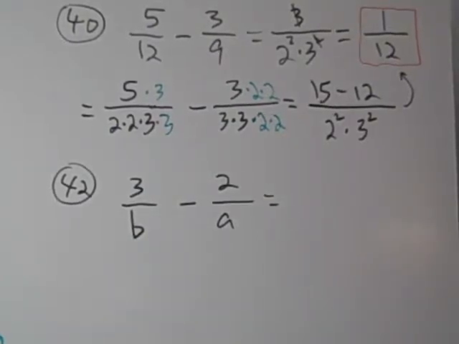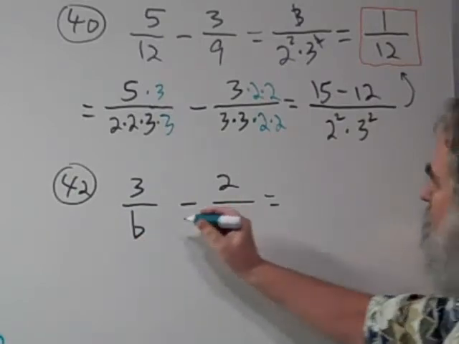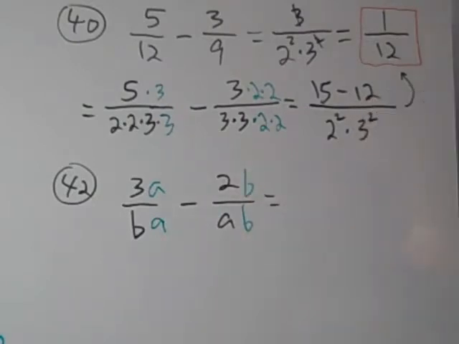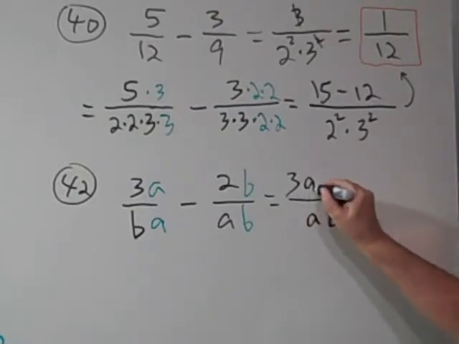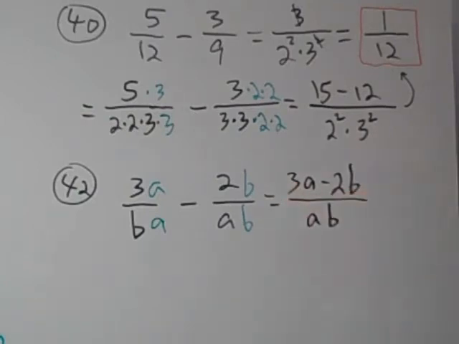Finally, problem 42. It's a little easier when there's no numbers involved, there's no factoring. They're already essentially factored. So this one needs an A, this one needs a B, then we have a common denominator and we're almost done. The common denominator is A times B, same as B times A, and in the numerator we have 3A minus 2B. And that's what we get.